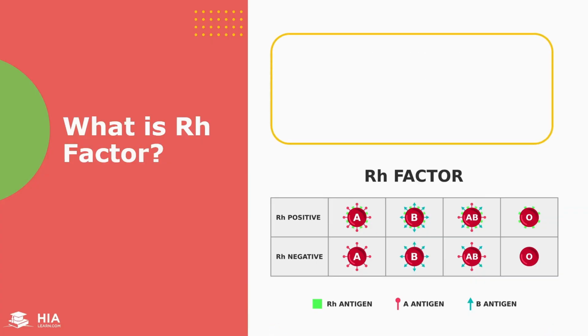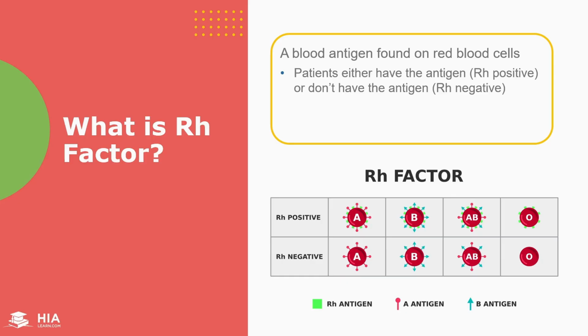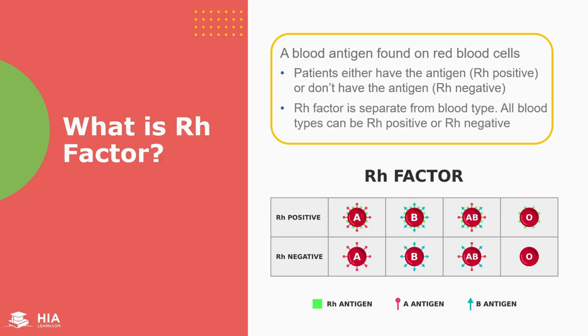Rh factor is another type of antigen found on red blood cells. People who have the antigen are Rh positive, and people without the antigen are Rh negative. Rh factor is distinct from blood type. People of any blood type can be Rh positive or Rh negative.